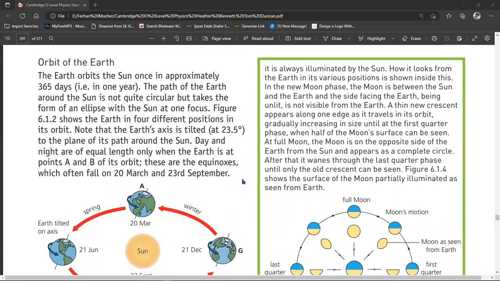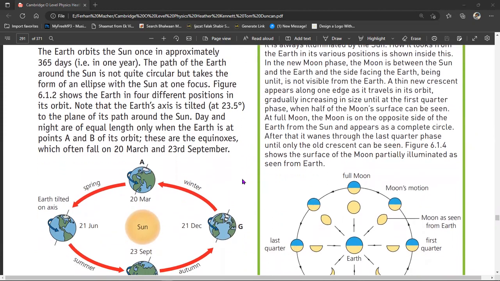In the new moon phase, the moon is between the sun and the Earth, and the side facing the Earth, being unlit, is not visible from the Earth. A thin new crescent appears along one edge as it travels in its orbit, gradually increasing in size until at the first quarter phase, when half of the moon's surface can be seen.